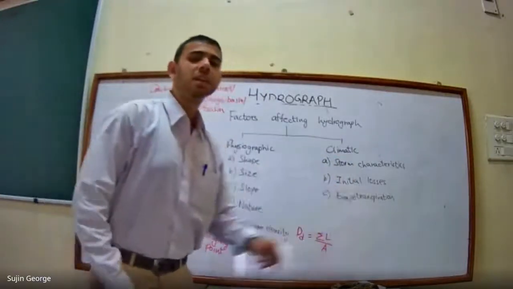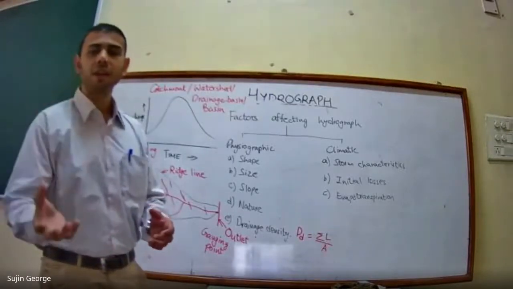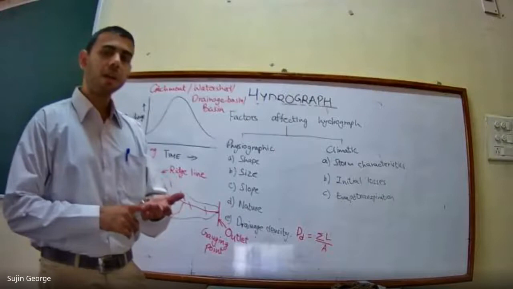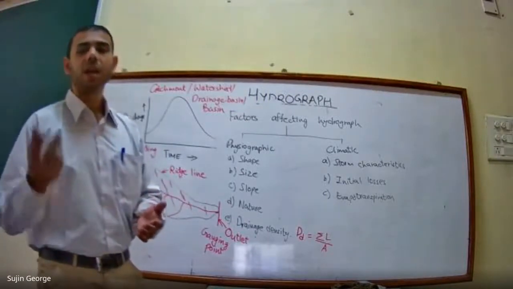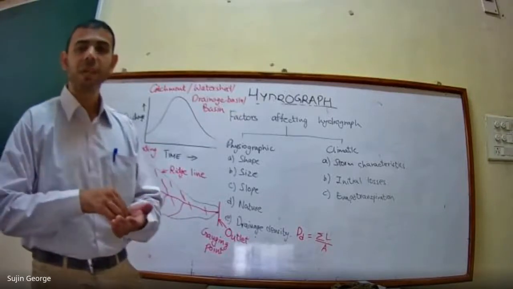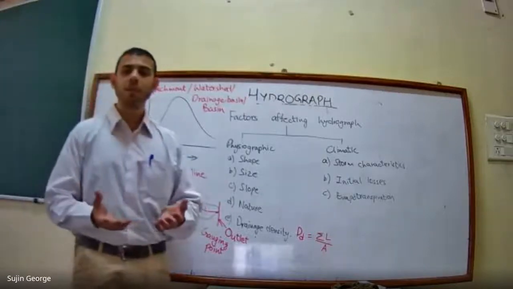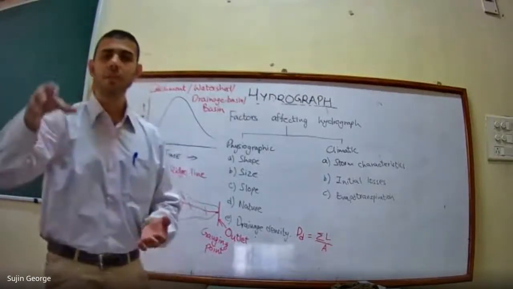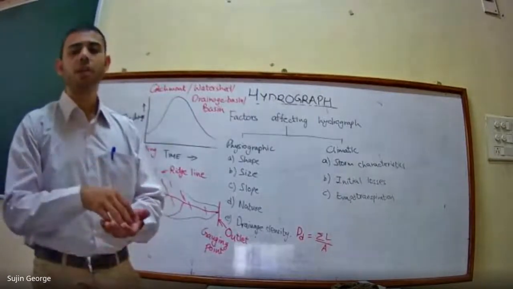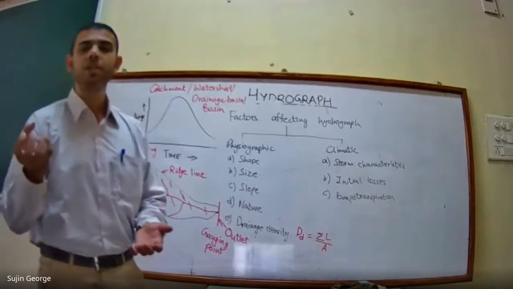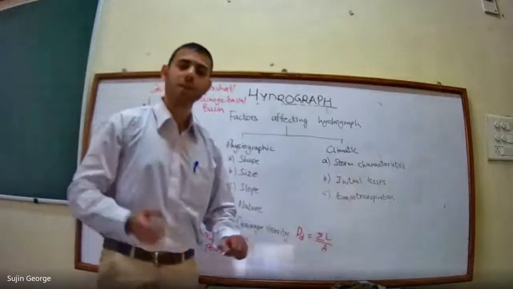Next come the initial losses. Initial losses are those when the rainfall occurs and goes into losses in the form of abstraction, like infiltration or depression storages. Suppose there is a pond on the ground surface, a depression. When the rainfall occurs, it will fall into the depression. That is known as the depression storage. So this rainfall will be lost in the form of depression storage.